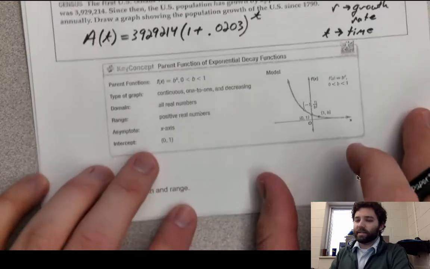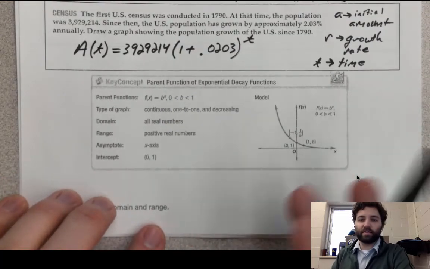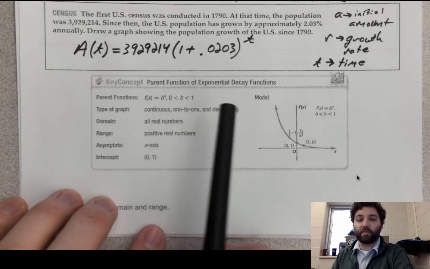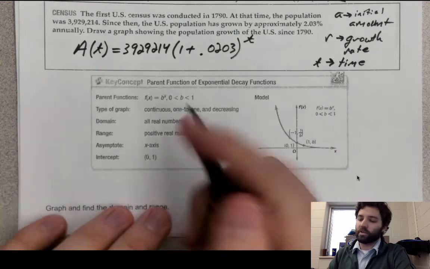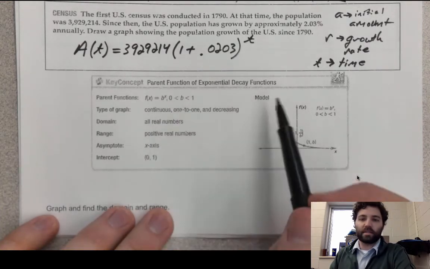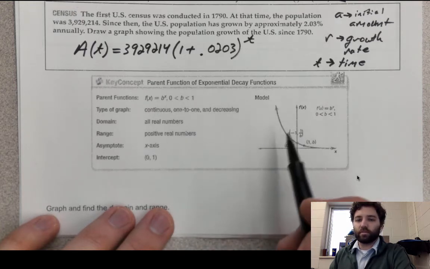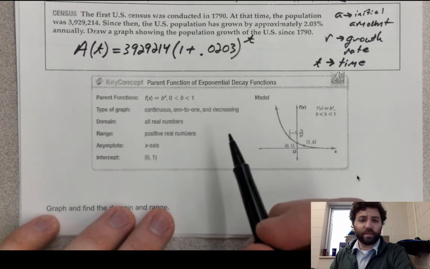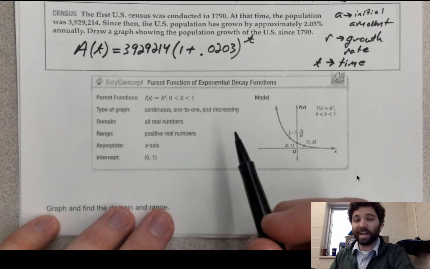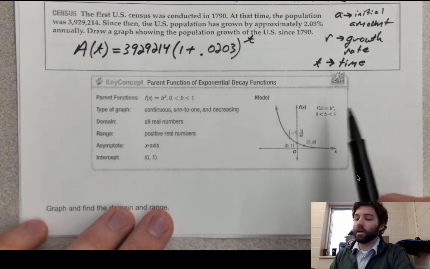Okay, next, talk about exponential decay now. So exponential decay graphs are graphs where the b value, the number that you're raising to the x, is between 0 and 1. In other words, it's a fraction that is between 0 and 1. B can't be negative, right?